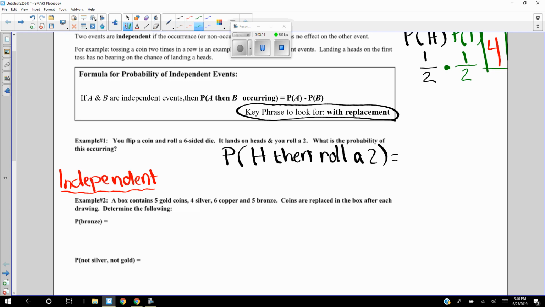The probability of flipping a coin and landing a heads is 1 out of 2. And then we're going to multiply that by the probability of rolling a 2 on a 6-sided die. Well, there's 1, 2 on a 6-sided die. There's 6 total outcomes. Multiply those 2 probabilities together. You get 1 out of 12.